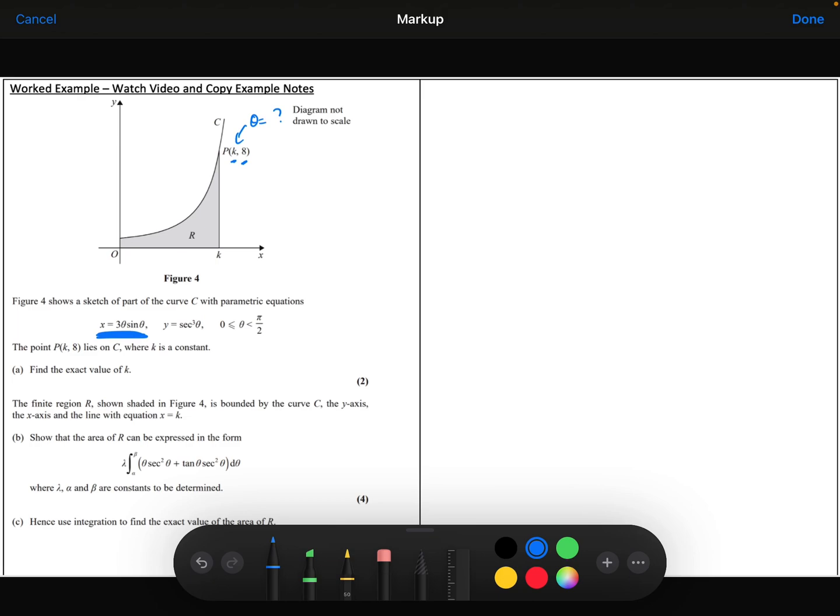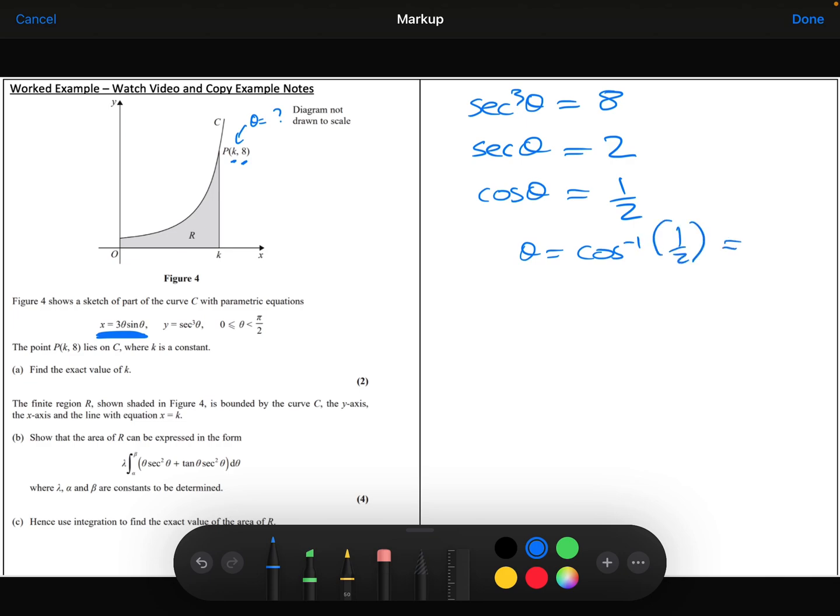So I can say that sec cubed theta, which is my y parametric equation, equals 8. If I cube root both sides, I find that sec theta equals 2. Sec is the same thing as 1 over cos, so cos theta would equal a half. So theta equals cos inverse of a half, which is pi over 3. So I have just figured out that at point P, the theta parameter is pi over 3.